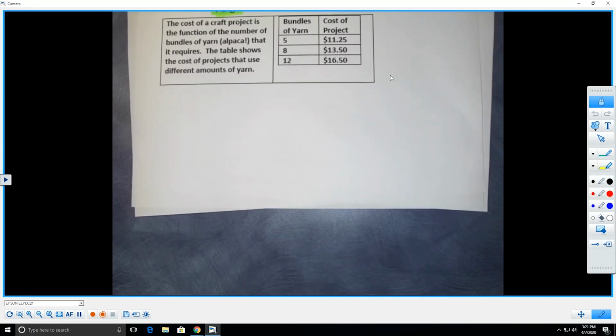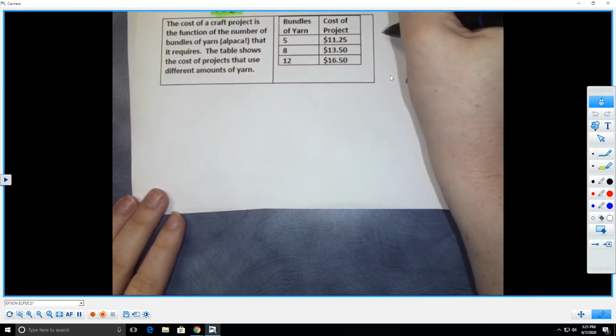The cost of a craft project is the function of the number of bundles of yarn that it requires. The table shows the cost of projects that use different amounts of yarn. Take a minute to think about what you need and what you can learn from the table in order to write the equation of the linear function that models this situation. Did you identify at least 2 sets of ordered pairs? I'm sure you did. There are 3 in the table that we could use.